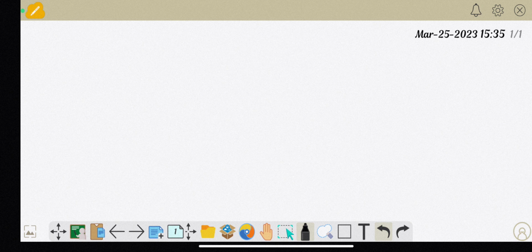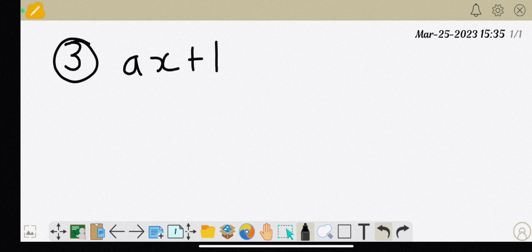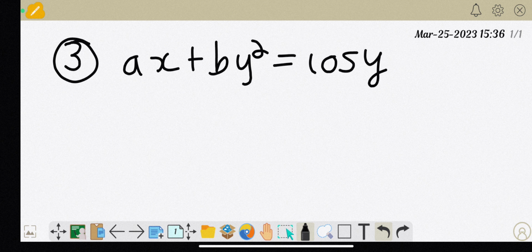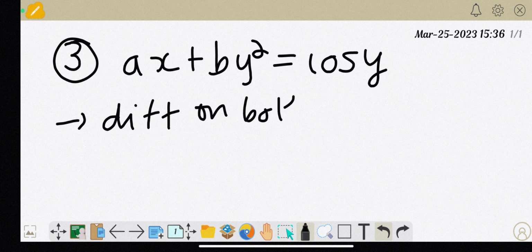Okay, so let's take question number 3. Will you get any difficulty solving this question? Okay, question number 3 I will explain to you, and the later questions are all similar. So ax plus by square is equal to cos y. Okay, this is our question. Now see, the first step is to differentiate on both sides.